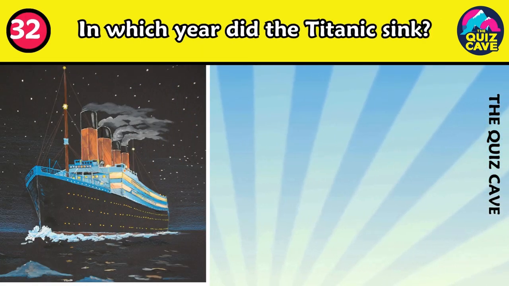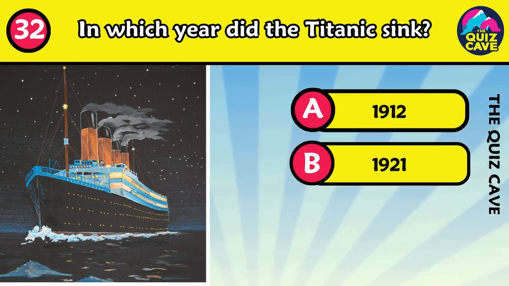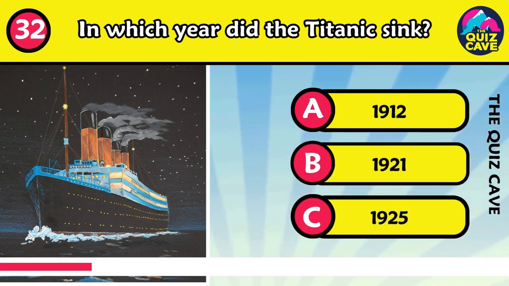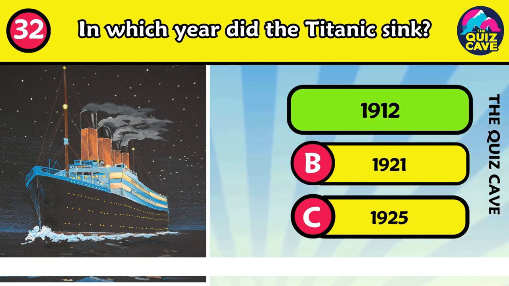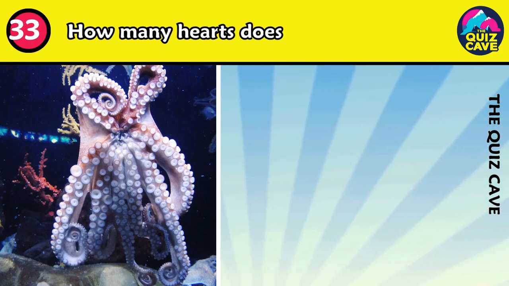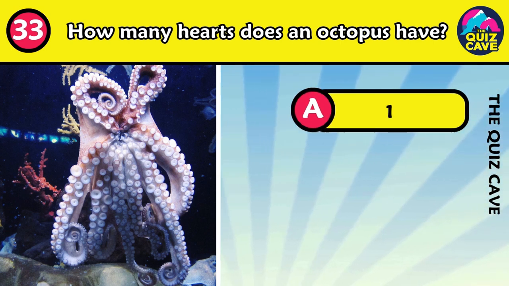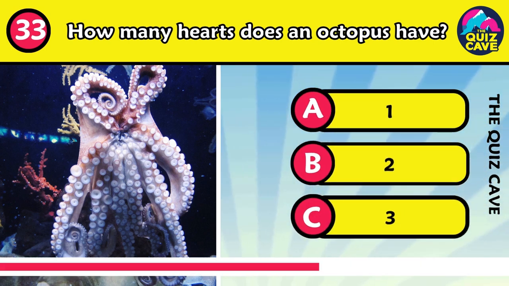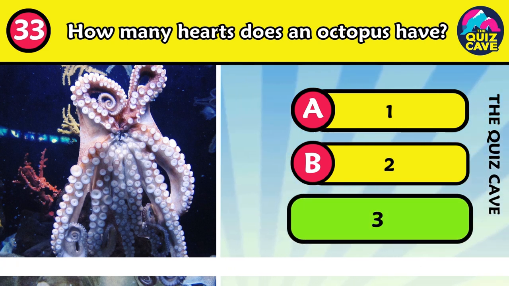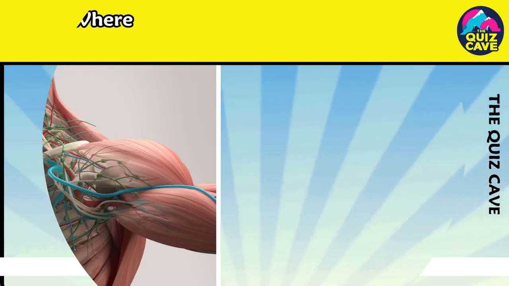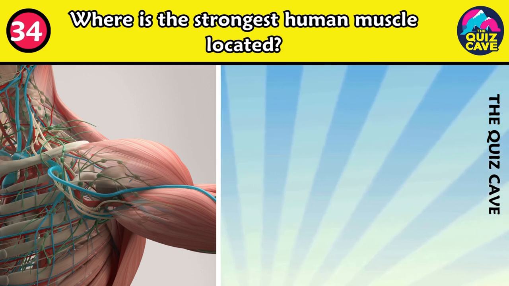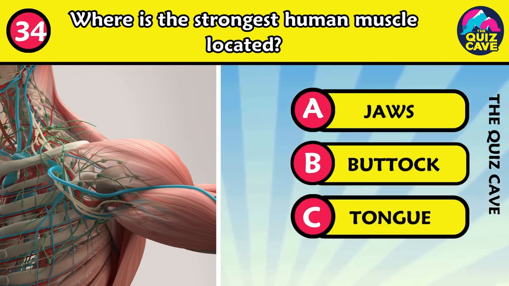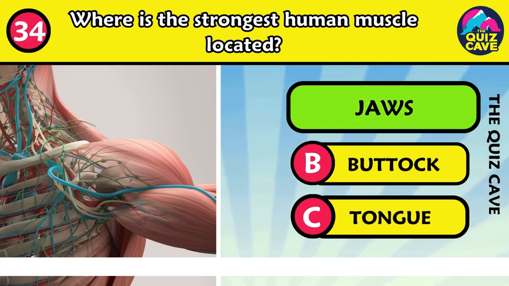In which year did the Titanic sink? 1912. How many hearts does an octopus have? 3 hearts. Where is the strongest human muscle located? Jaws.